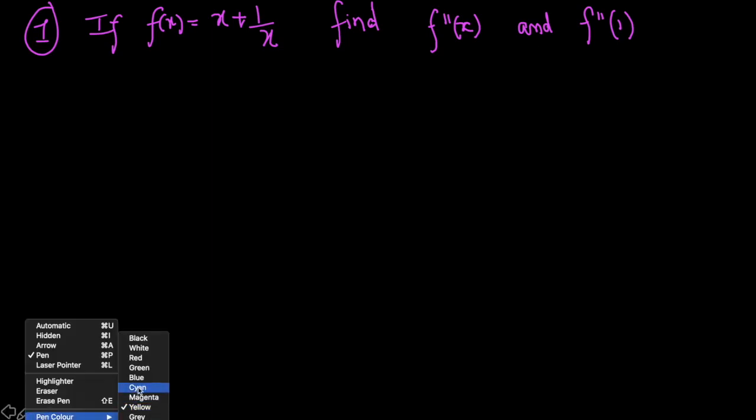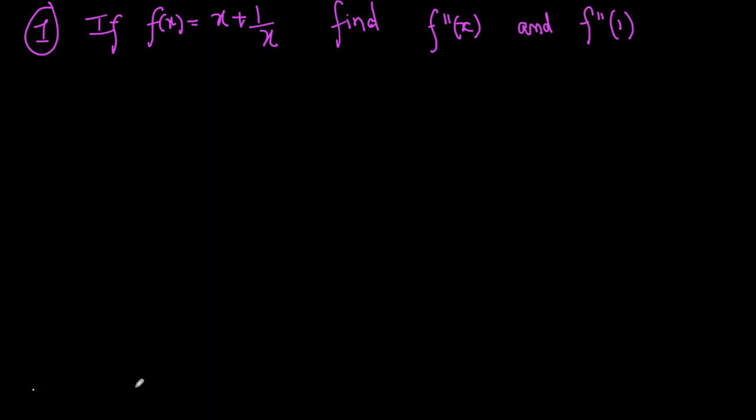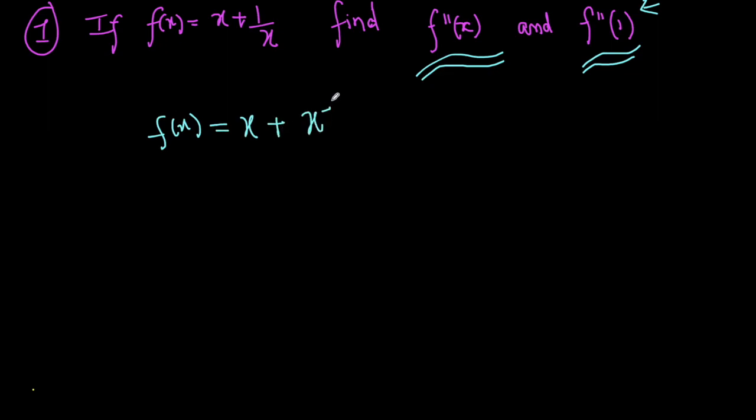The function is given as x plus 1 over x, and we have to differentiate 2 times because they have asked for f double dash of x, and then whatever function you get, you have to replace x by 1. This means find the value of the second differentiation at x equal to 1. So let's rearrange this one to simplify it, and you'll get x plus x to the power minus 1.